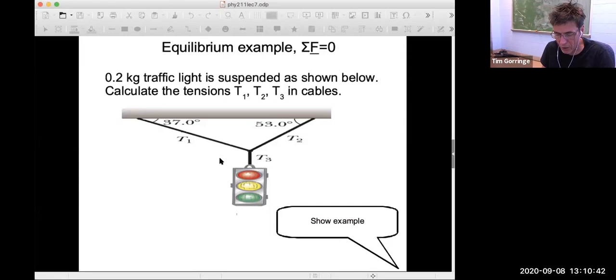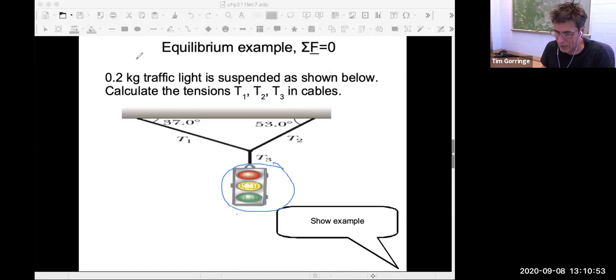So we're imagining that we're supporting a traffic light here. We're going to support this traffic light. And the mass of the traffic light is 0.2 kilograms. And we're going to support it by this arrangement of cables. So it's hanging from this cable number 3, I'll call it, that's vertical. And then that cable that's vertical is attached to 2 other cables. This one on the left, I'll call it cable number 1. This one on the right, call it cable number 2.